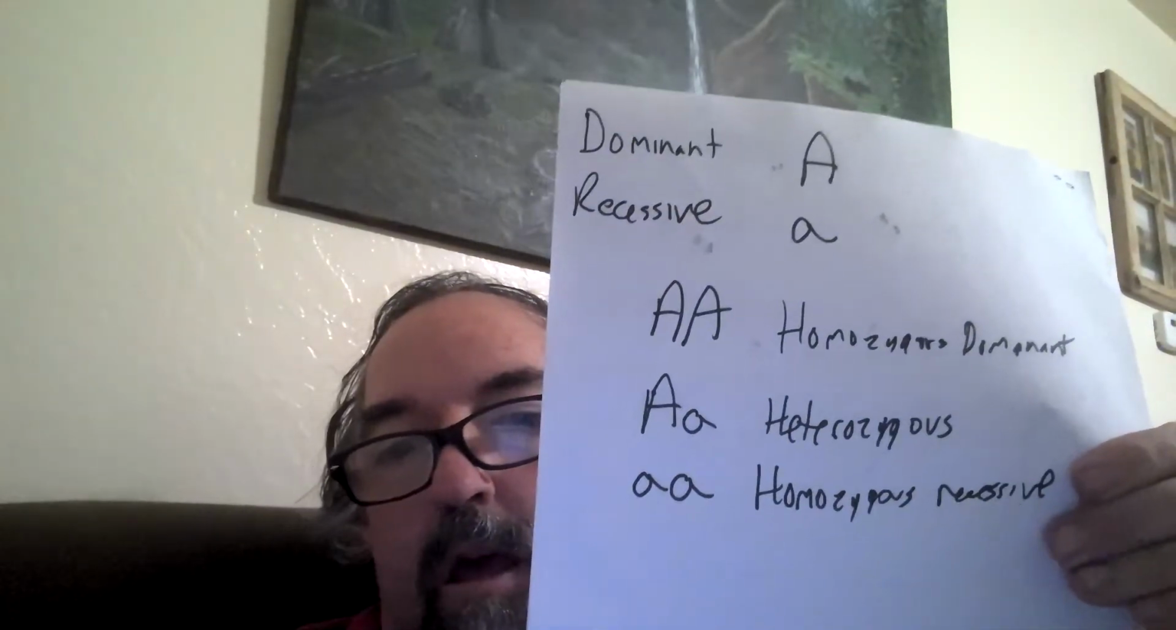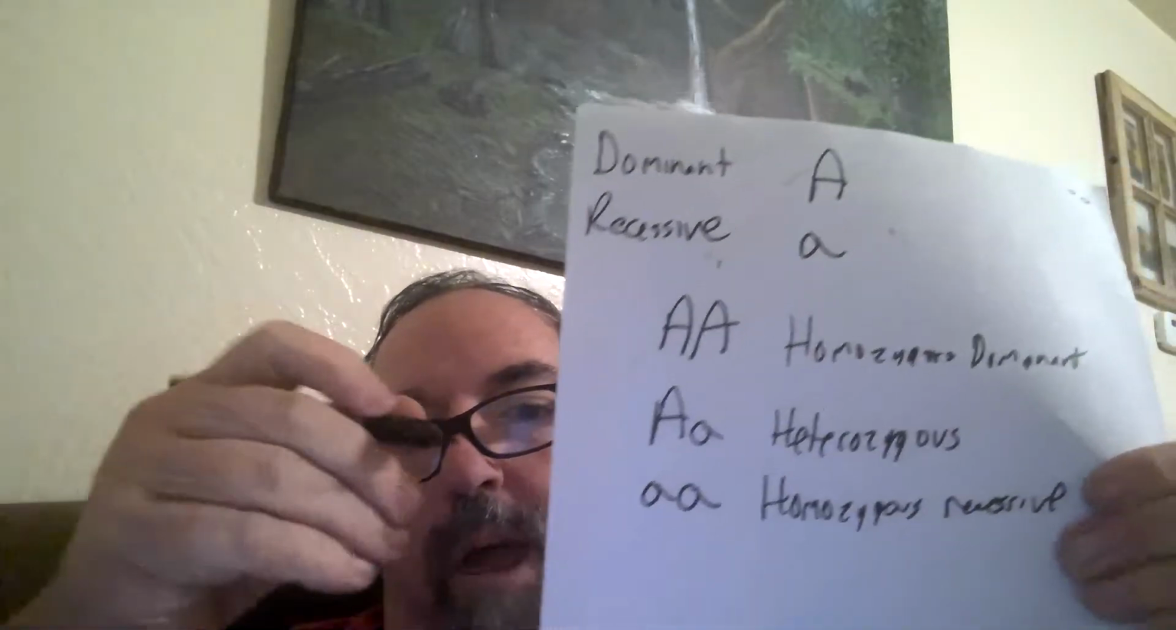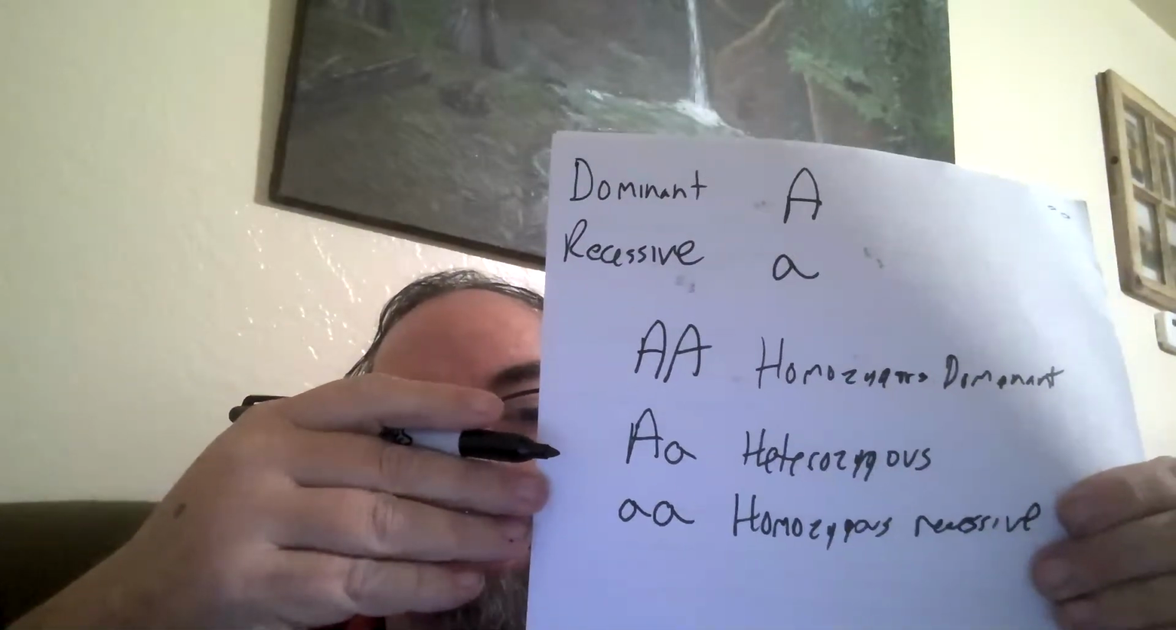So homozygous dominant has two big letters, which are the traits that cover up the other. Heterozygous has one of each, and homozygous recessive has two small letters. Okay, so these are the way you're going to set up your traits to do Punnett squares.